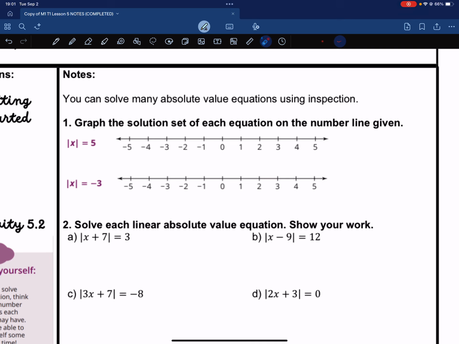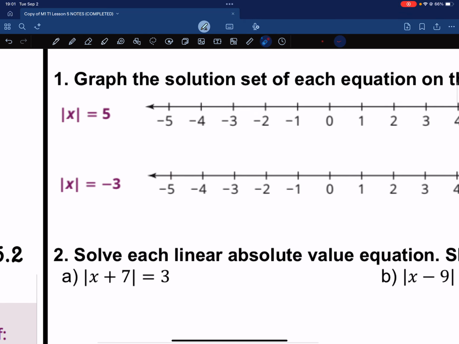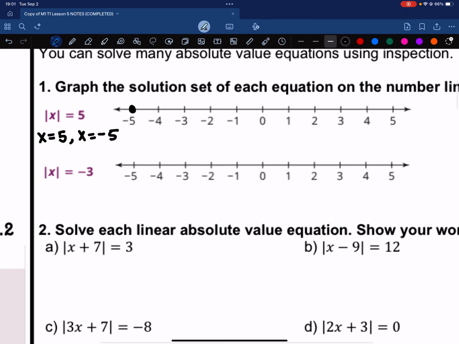So in the first example, we want to graph the solution set of each equation on the number line given. So we have the absolute value of x is equal to 5. We need to think about what numbers can we plug in for x so that the output gives us a 5. And so that would be x equals 5 and x equals negative 5. And so when we graph these, we are just going to plot a point at negative 5, and we are going to plot a point at positive 5. And that would be it.